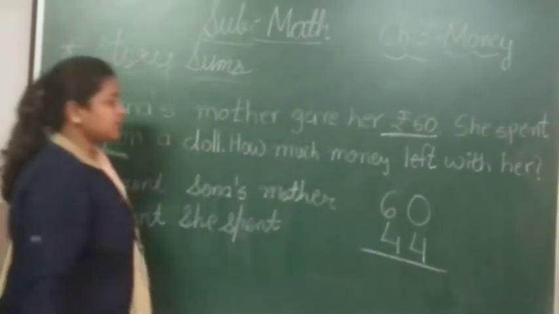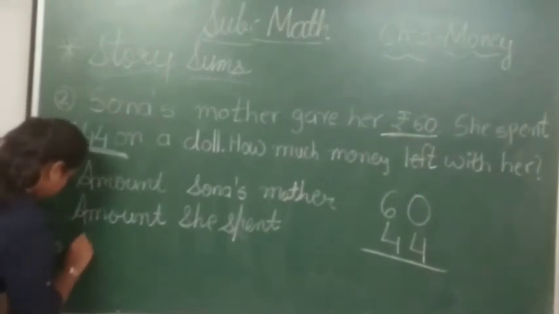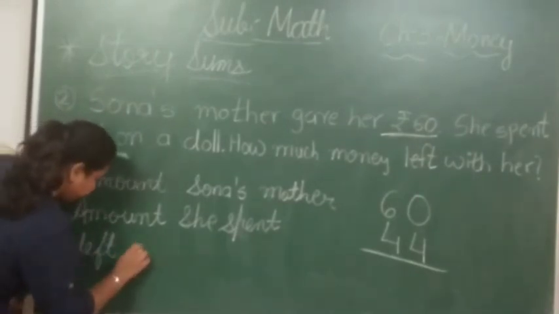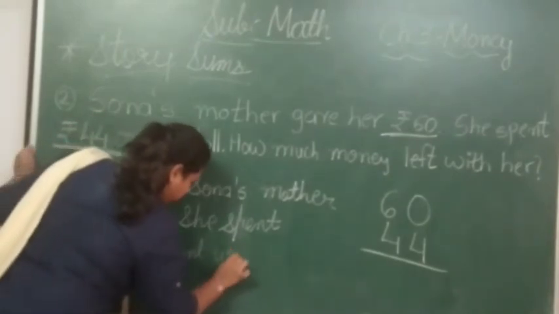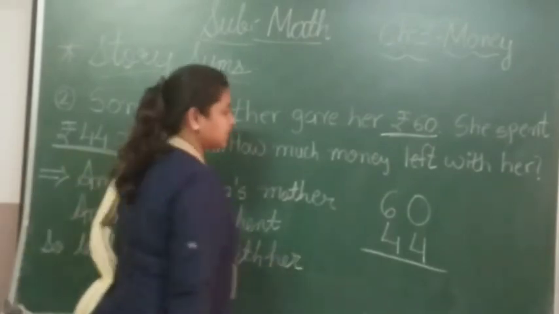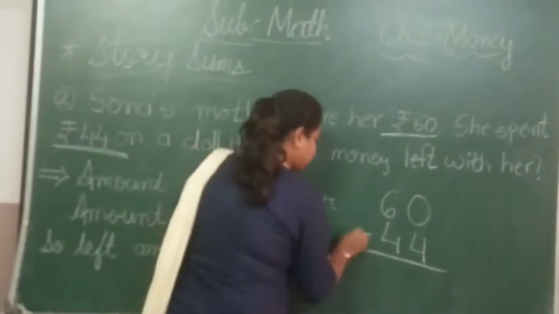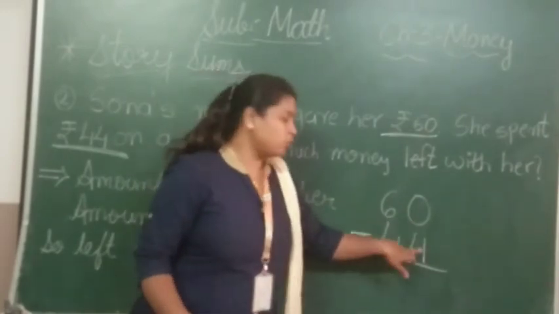अब हम यहाँ पे लिख सकते हैं कि how much money left? तो so left amount with her. So उसके पास कितना amount बचे होंगे? तो we will do the subtraction over here. Okay. So 60 minus 44, that means the 0 minus 4.